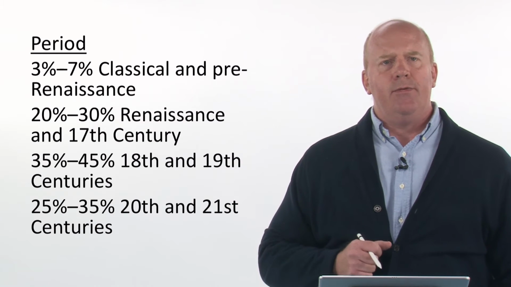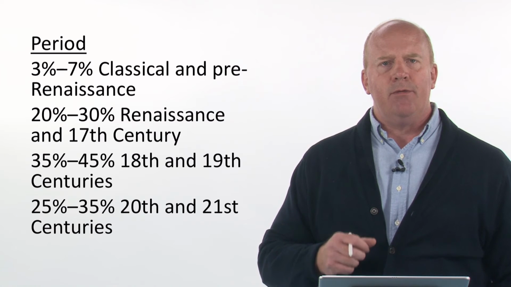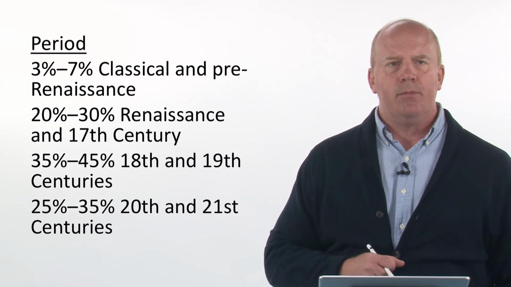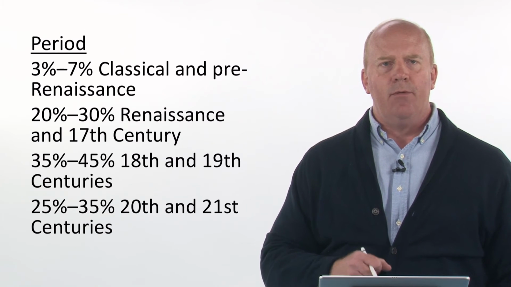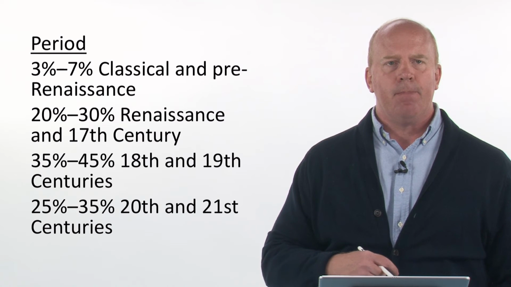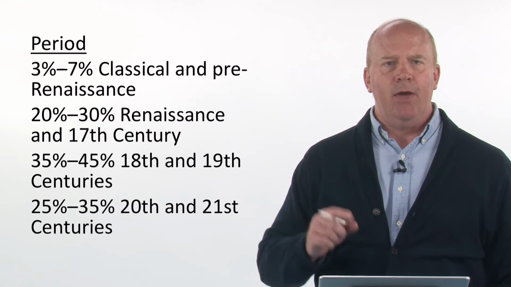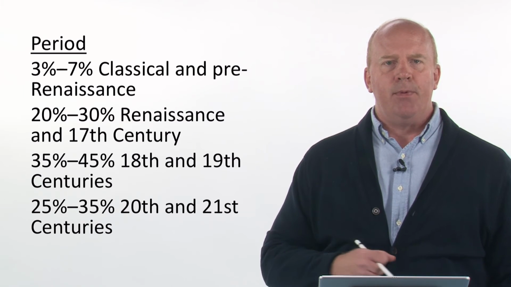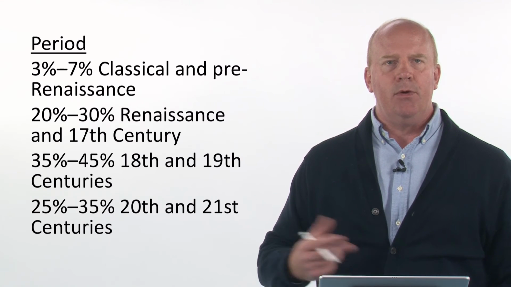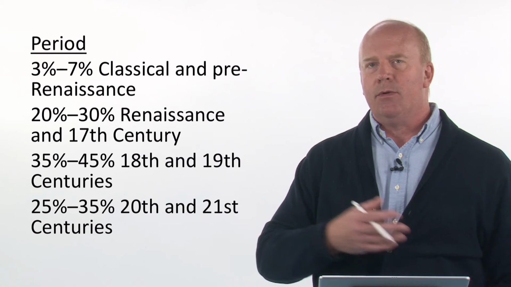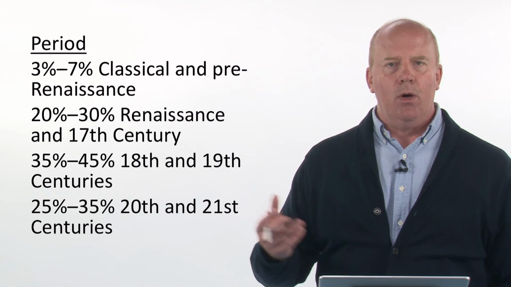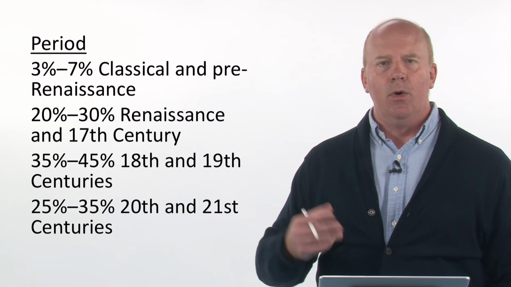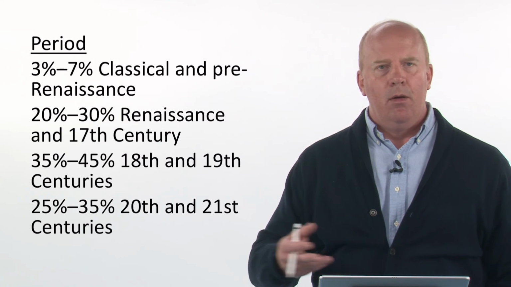In terms of the periods, we've got 3 to 7% of classical and pre-Renaissance, 20 to 30% of Renaissance and 17th century, 35 to 45% of 18th and 19th centuries, and then 25 to 35% of 20th and 21st centuries. So you can see it pretty much covers everything that Western literature that we could look at. So be prepared for pretty much anything.